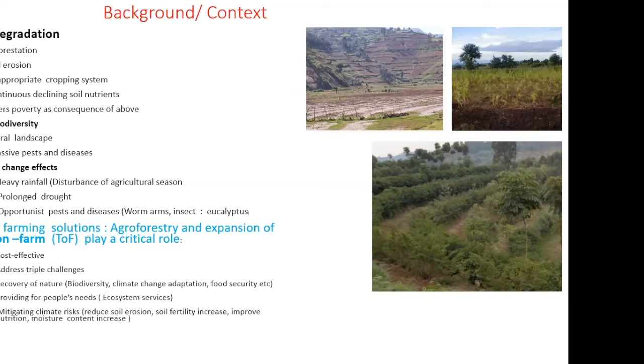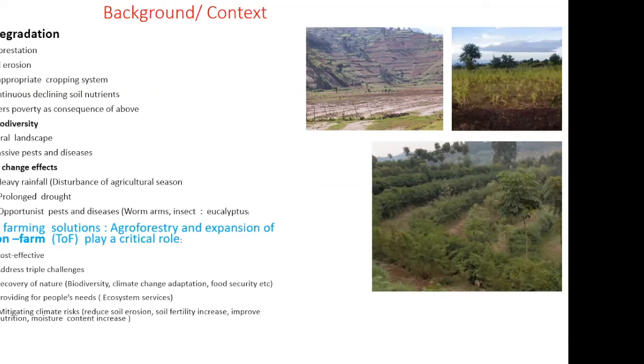So the natural farming solution is cost effective and addresses these challenges. It naturally recovers nature and biodiversity, supports climate change adaptation and food security, and provides for people's needs and ecosystem services: firewood, soil fertility, erosion control, and mitigation of climate risk. That is what I came to say. That is why the natural farming solution is very urgent in the strategy of land restoration.